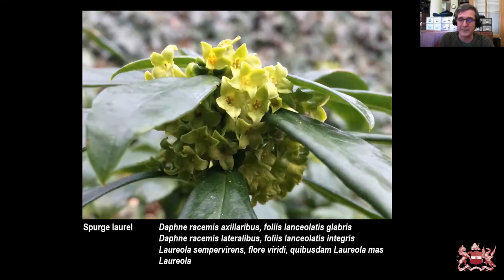So depending upon your academic discipline or your background and origins, principally within Europe, you could be calling it Daphne racemis axillaribus folius lanceolatus glabris, or Daphne racemis lateralibus folius lanceolatus integris, or Laureola sempervirens floriviridi quisbardum laureola mass, or just laureola. Now that in itself is clearly quite a daunting and complex presentation of information, and therefore the creation of the binomial and the establishment of the binomial system helped ease the complexity. And so in itself, the binomial system is fundamentally important in actually gatewaying access to information.